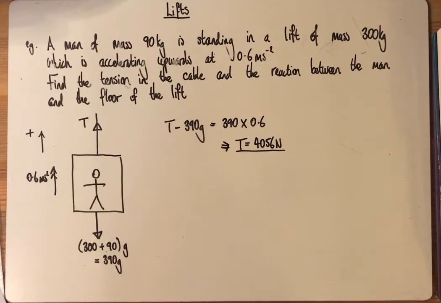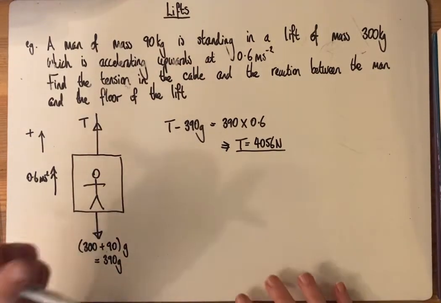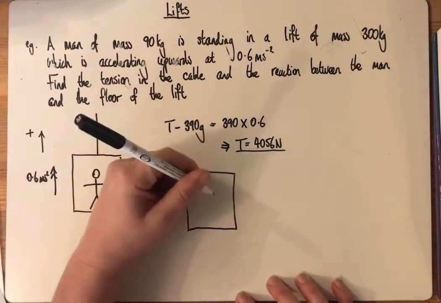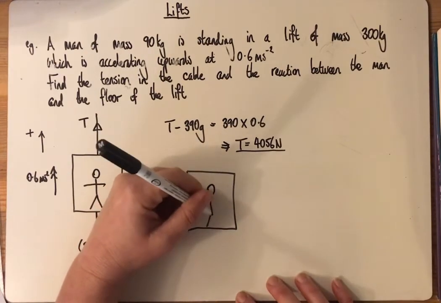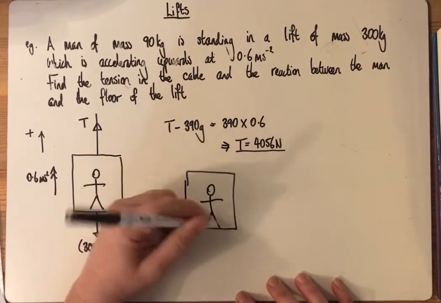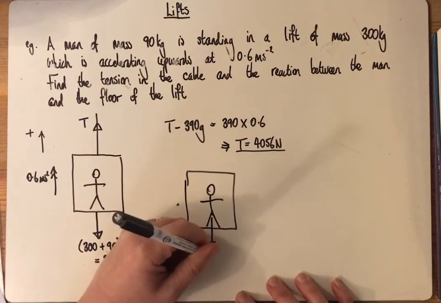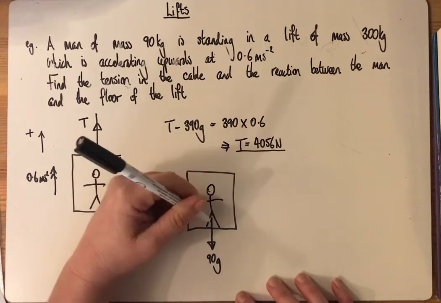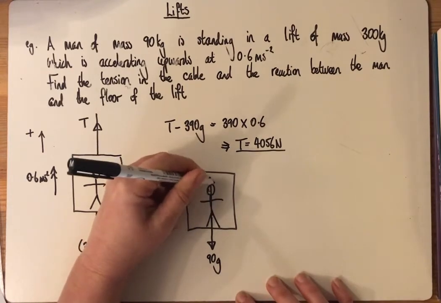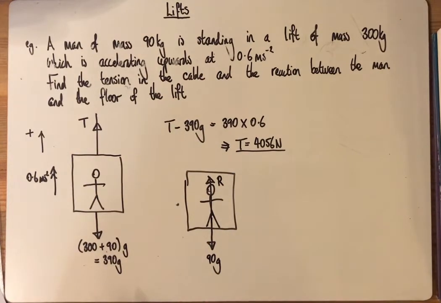And then to find the reaction between the man and the floor, we need to think about what forces are acting just on that person in the lift. So just homing in. We looked at this before, but all that the man is experiencing is his weight acting down, which is 90G, and the reaction of the lift between him and the floor of the lift acting upwards.